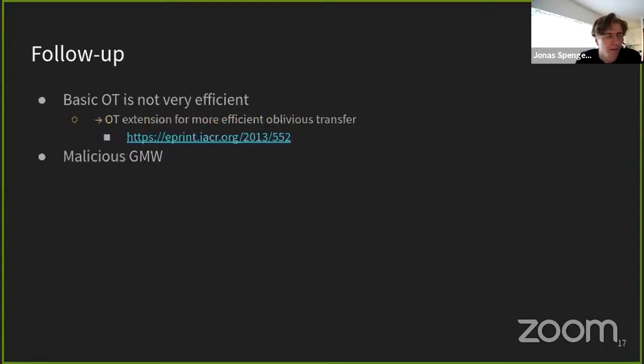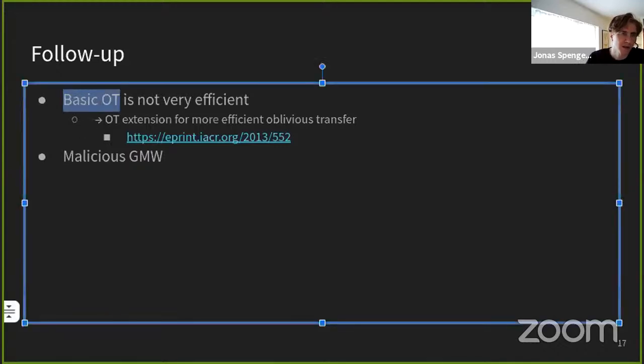which leads me to some follow-up we can maybe discuss in the next sessions. One thing to consider is exactly this Oblivious transfer, how to make it more efficient. There's something nice called the Oblivious transfer extension that is a lot more efficient than the basic OT, or the standard Oblivious transfer that you would use.